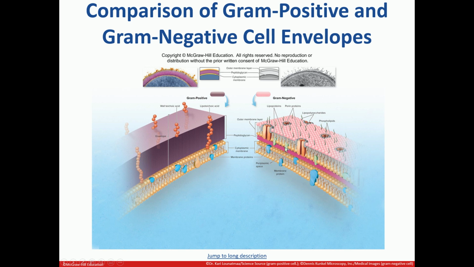That's why when we do gram staining, these cells stain purple, and these cells stain pink in color. We will be talking more about gram staining in the lab, and the real reason lies in this structure: the cell wall, which is made of peptidoglycan, is very thick in gram positive bacteria, and very thin in gram negative bacteria.